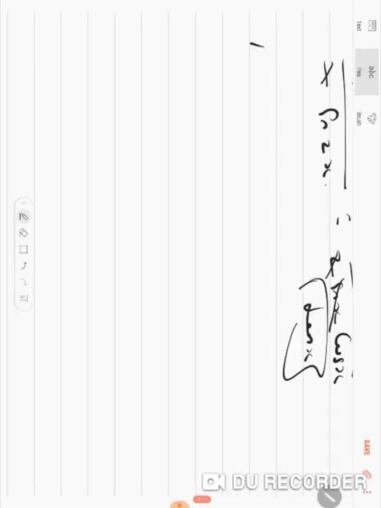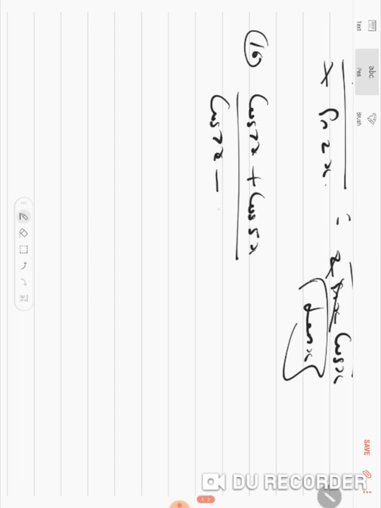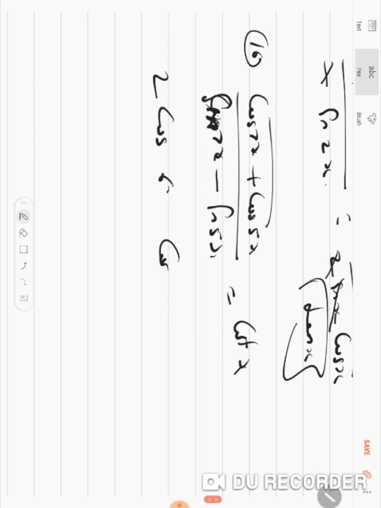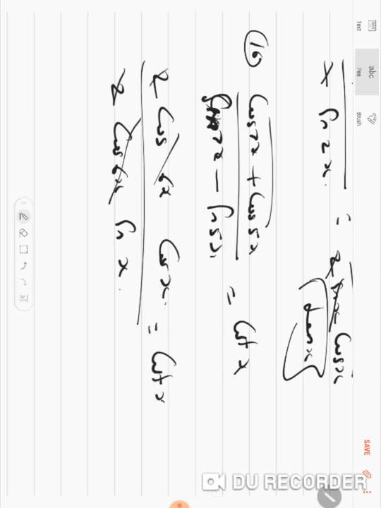Okay. 16th sum: cos 7x plus cos 5x by sin 7x minus sin 5x is equal to cot x. Cos c plus cos d is 2 cos of (c plus d) by 2, which is 6x, cos of (c minus d) by 2, which is just x, by sin c minus sin d, which is 2 cos of (c plus d) by 2, which is 6x, sin of (c minus d) by 2, which is just x. So this and this get cancelled, hence you get cot x as your answer.